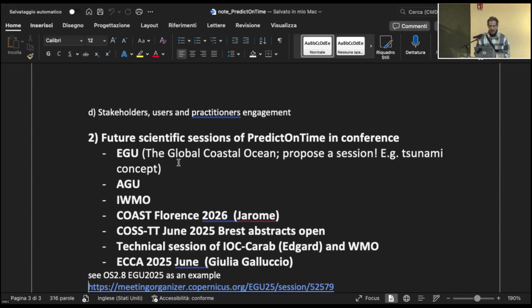We also spoke about how to disseminate the goals of Predict on Time in conferences, by organizing dedicated sessions in different conferences. In particular, we already have a dedicated session at AGU, which was quite successful. But we should also do this in other contexts. And there were a lot of ideas that were proposed. In particular, the AGU, IWMO, there is a conference.